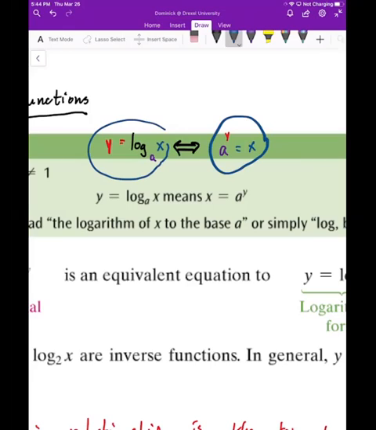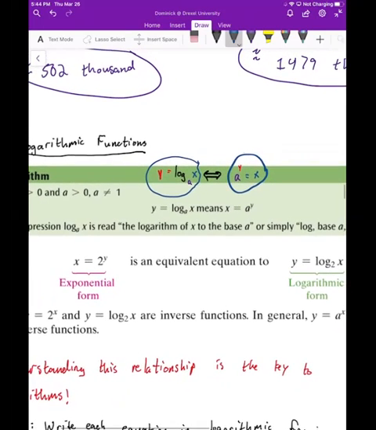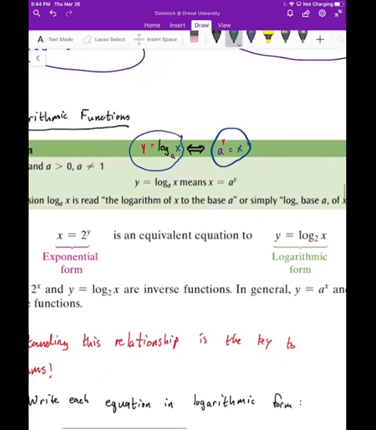And if you can understand this relationship, then that's understanding 95% of the battle with logarithms. So we're going to do a bunch of exercises where we have to go back and forth between these forms, and that's going to help us a lot in terms of looking at these logarithms, right? So now, again, they give another example here. They're saying that if you have x equals 2 to the y, that's an equivalent equation to y equals log base 2 of x, right?